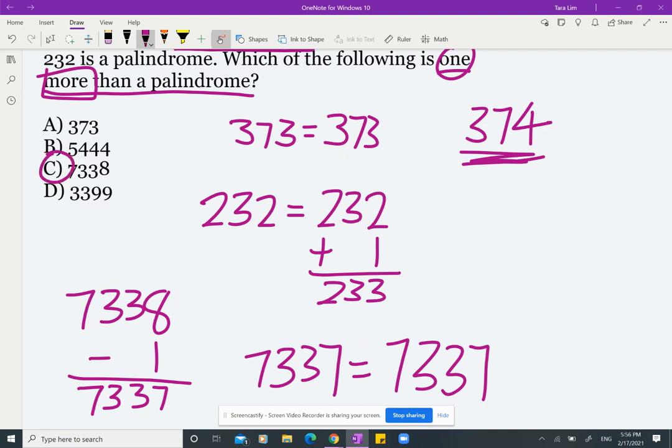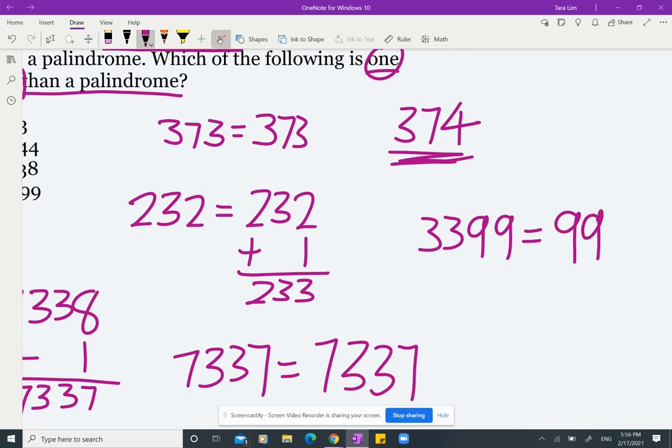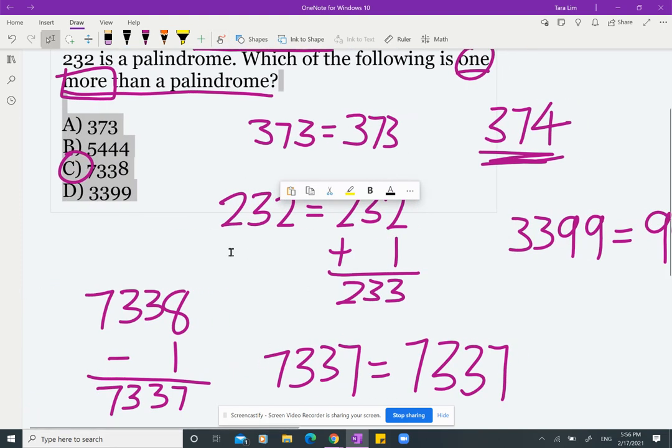D is also incorrect because 3339, if we reverse it, is 9333. So it is not a palindrome because it is different. So the answer is C.